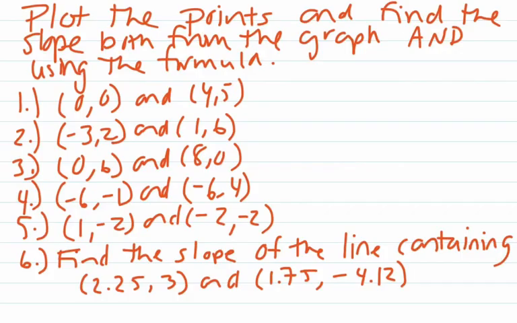All right, for the first 5 problems, you are to plot the points and find the slope from both the graph and using the formula: (0, 0) and (4, 5); (-3, -2) and (1, 6); (0, 6) and (8, 0); (-6, -1) and (-6, 4); (1, -2) and (-2, -2). And then for number 6, find the slope of the line containing (2.253, 1.75) and (-4.12).